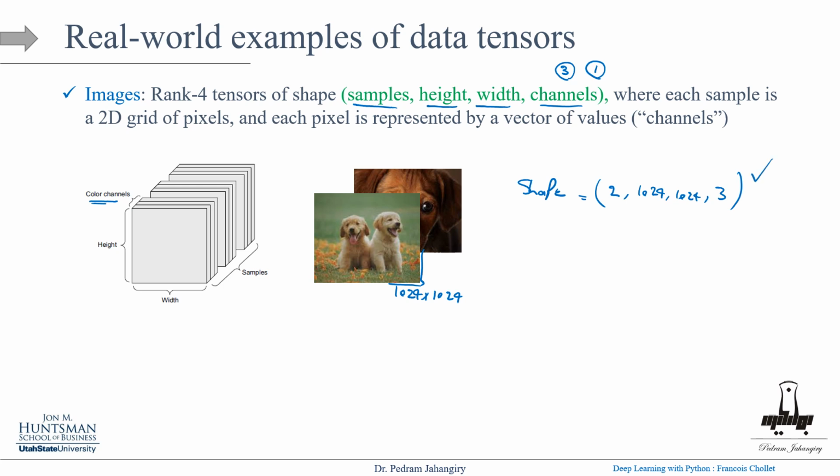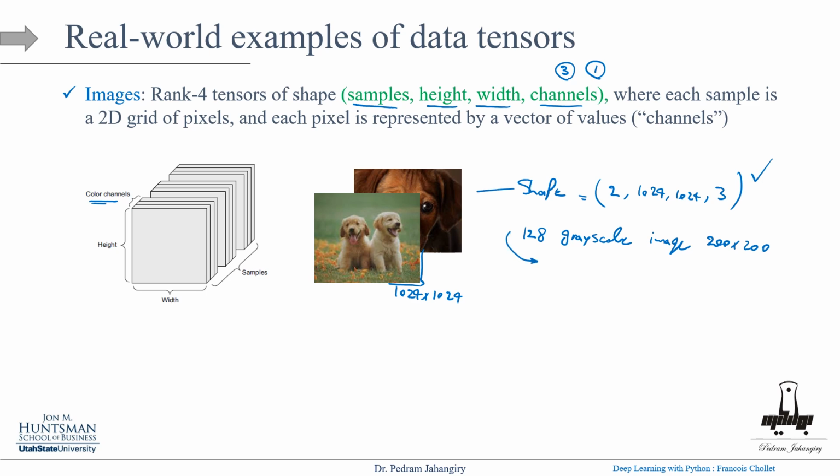And now let me give you another exercise to solve. Imagine you have 128 grayscale images of size 200 by 200. Okay, so how do you write the shape? So what is the shape?